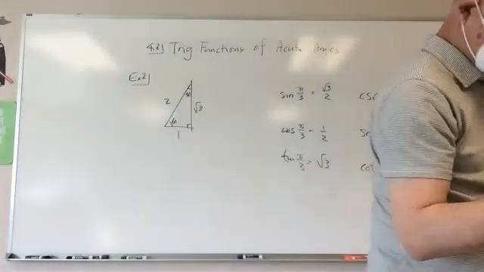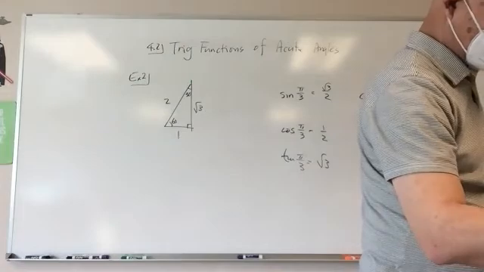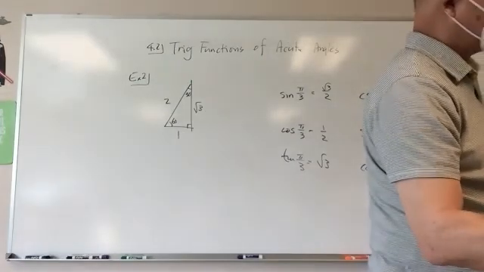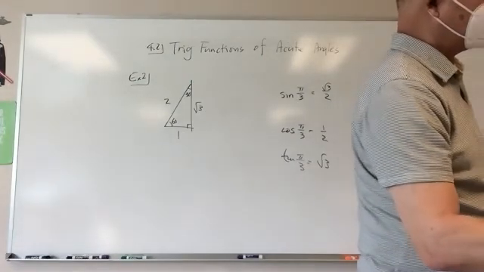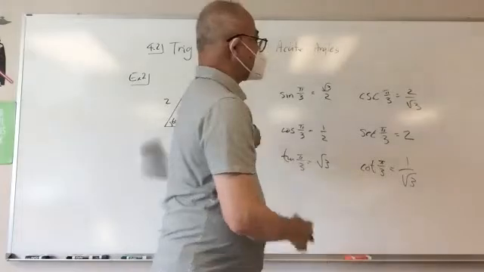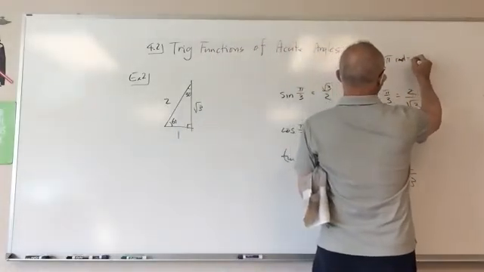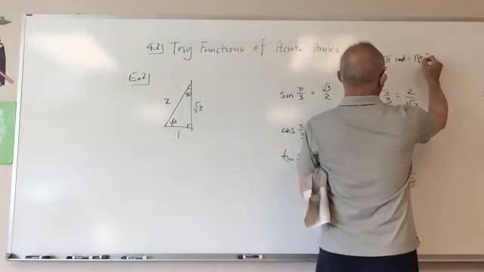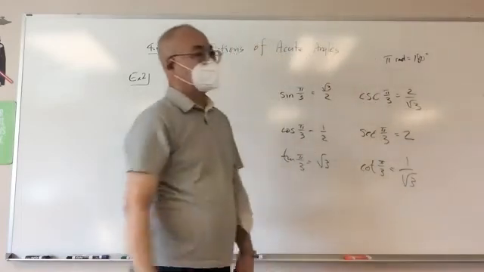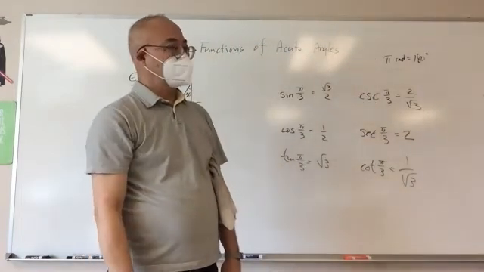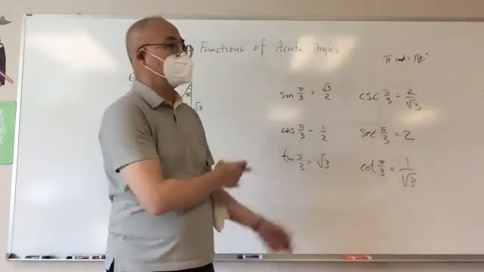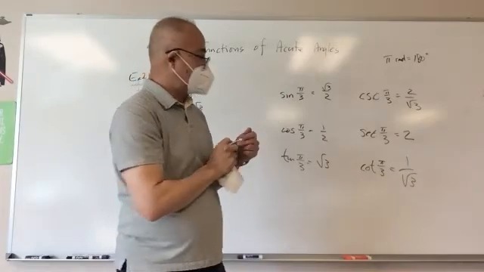What's the conversion from degrees to radians? It's basically pi radians is equal to 180 degrees. That's the conversion factor right there. You can use it however way you want to use it.